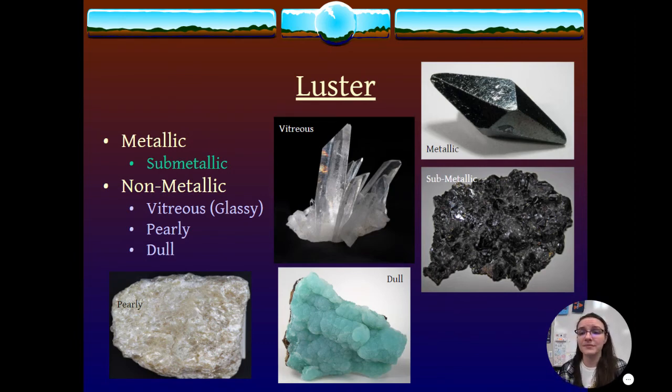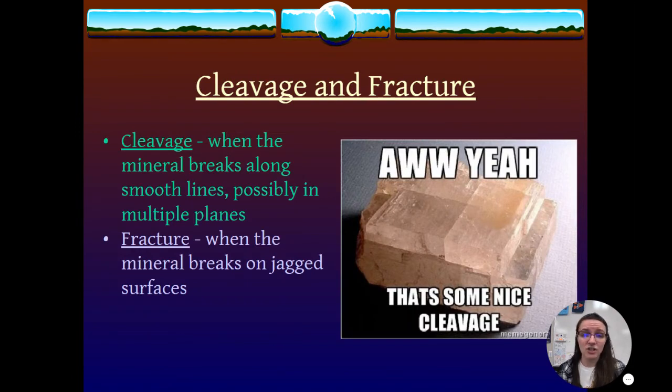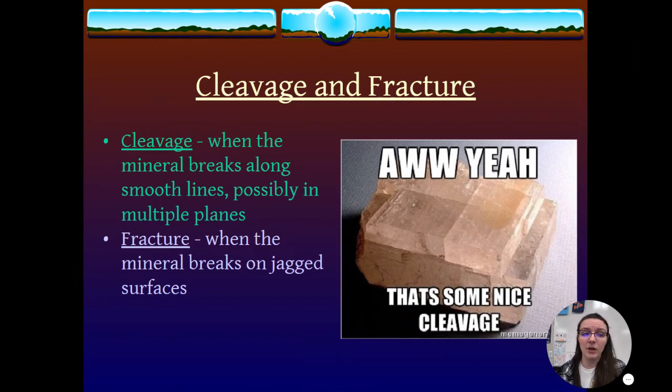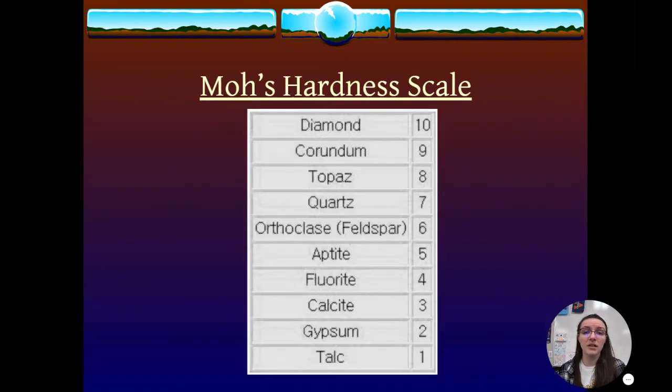shine like metal. The cleavage and fracture, a mineral has cleavage if it breaks along smooth lines. So in this picture here, I can tell it's cracked. This mineral has cracks in it, but all of them are along these smooth, straight lines. It has fracture if the mineral breaks on jagged surfaces, if it looks more all over the place.